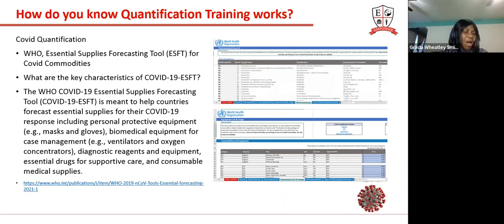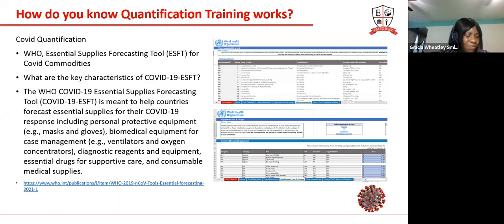So how do you know if quantification training is working? Let us look at our COVID quantification. As we know, COVID has changed our reality quite a bit since 2 years ago. The World Health Organization Essential Supply Forecasting Tools, or ESFT, for COVID commodities.